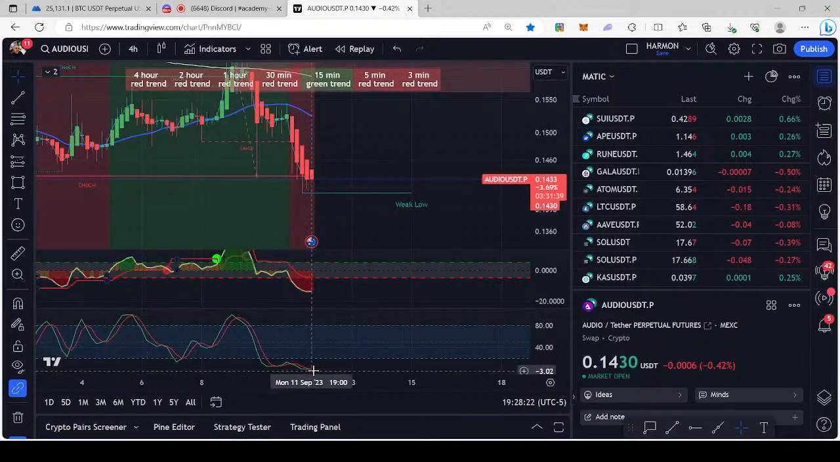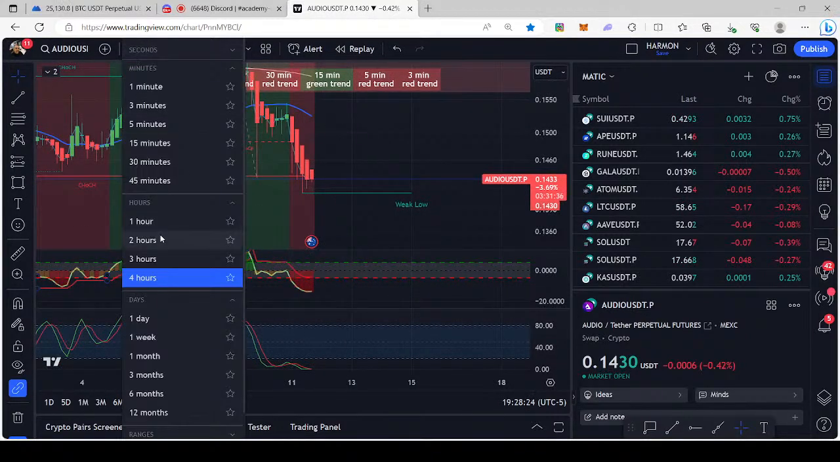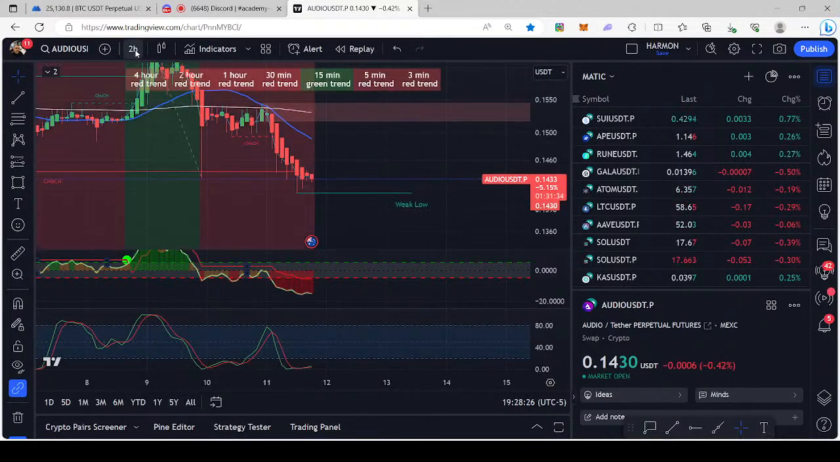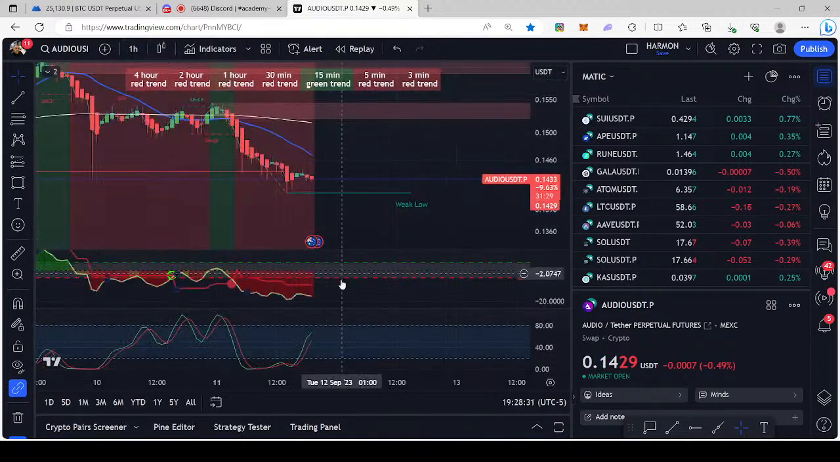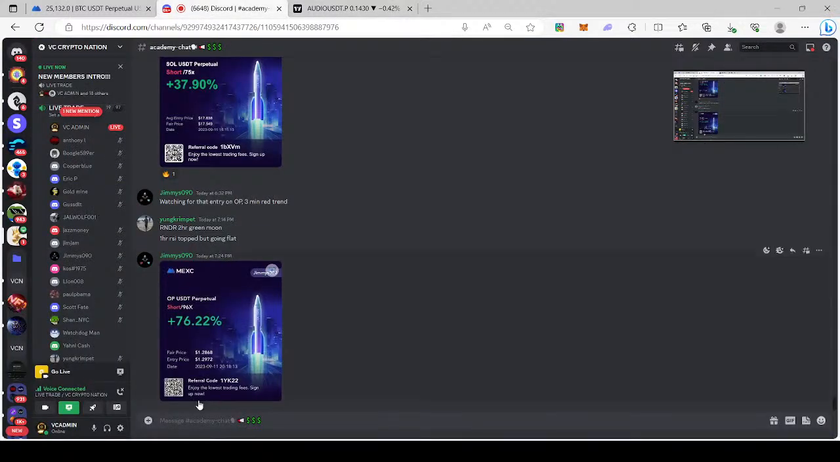Basically, if I saw the 4 hour, I would say audio 4 hour bottomed. I'd look at the 2 hour and say the 2 hour is crossing. Then I would see if there's a 1 hour green moon. So that's the trade I would be looking for. You would go into your Academy chat and post: Audio. 4 hour bottomed. 2 hour crossing. Waiting for 1 hour green moon.